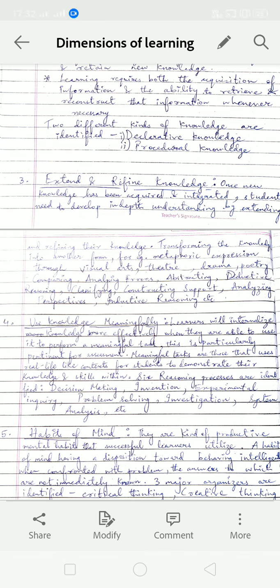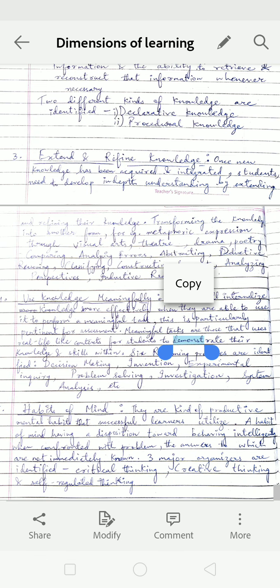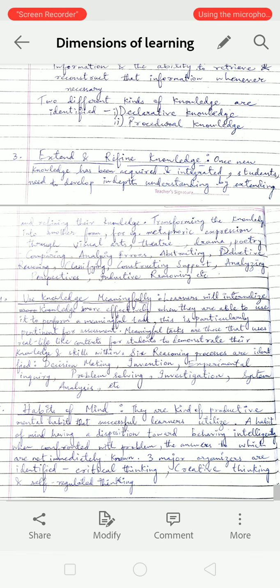Okay, and fourth dimension is what, use knowledge meaningfully. यूज़ नॉलेज मीनिंगफुली, दैट मीन्स जो भी हमने नॉलेज एक्वायर किया है टिल नाउ, अभी वो लर्नर्स जो होगा वो क्या करेंगे, इंटरनलाइज करेंगे नॉलेज को मोर इफेक्टिवली, सो व्हेन दे आर एबल टू यूज़ इट टू परफॉर्म अ मीनिंगफुल टास्क. जो भी नॉलेज हमने एक्वायर किया उसको हम मीनिंगफुल टास्क करने में उस नॉलेज को अप्लाई करेंगे. सो यूज़ नॉलेज मीनिंगफुली, दिस इज़ द फोर्थ डायमेंशन.